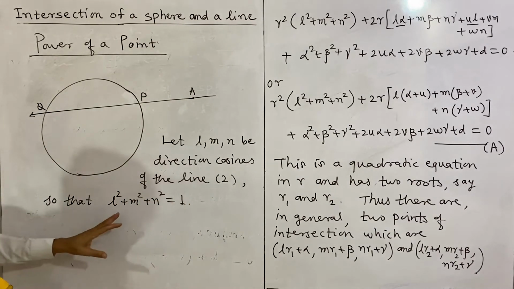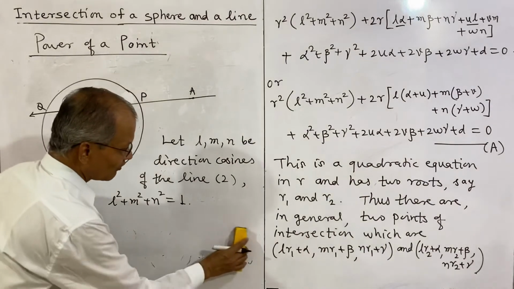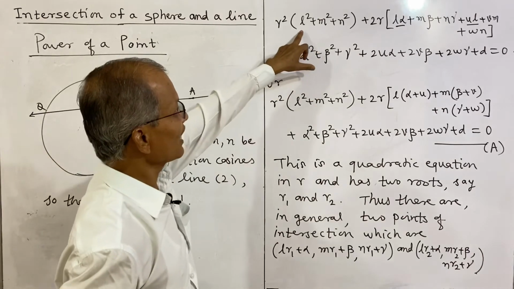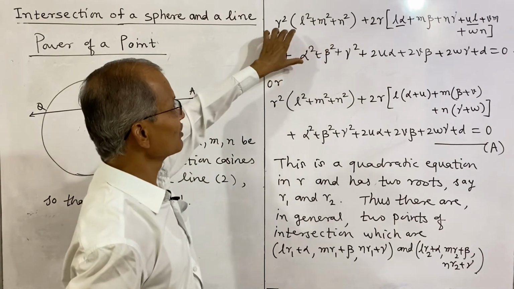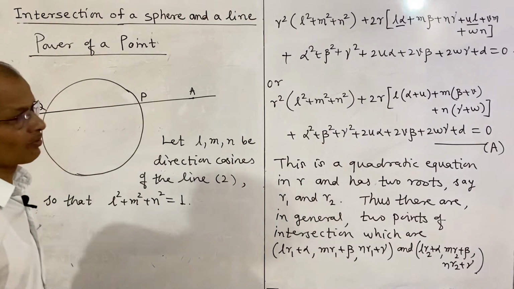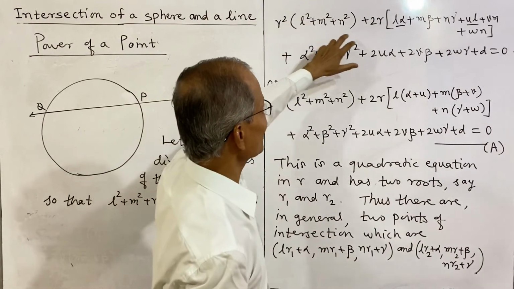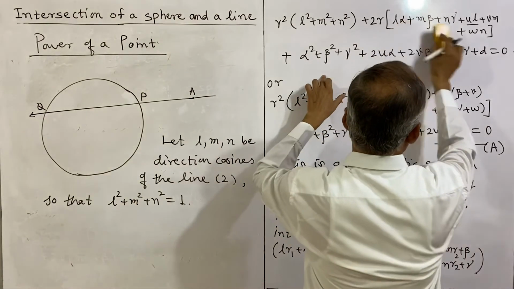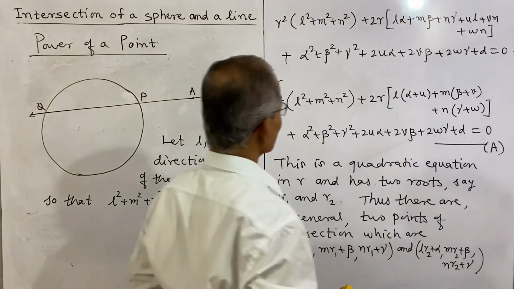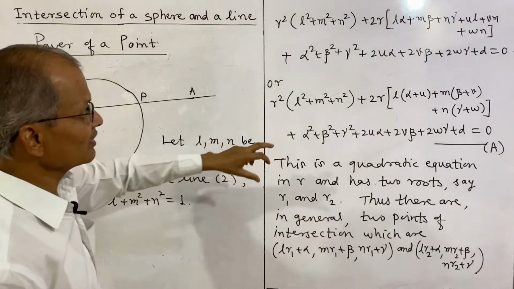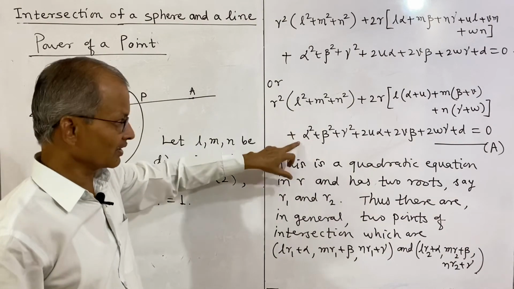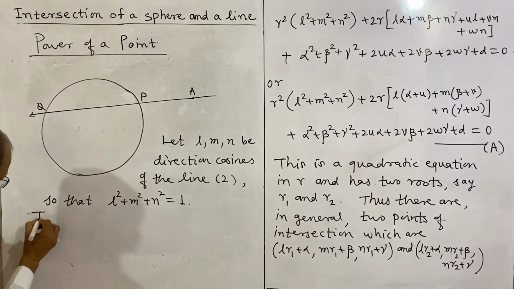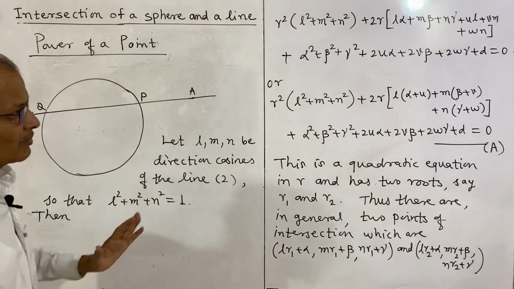And therefore, if these are equal to 1, then what about the equation? This equation will become, l square plus m square plus n square is equal to 1, and the equation is r square only. This term is r square plus 2r into the bracket as it is, and this next term will be there. Then we have to refer to this equation, and then the equation A becomes this, or we can write from this.